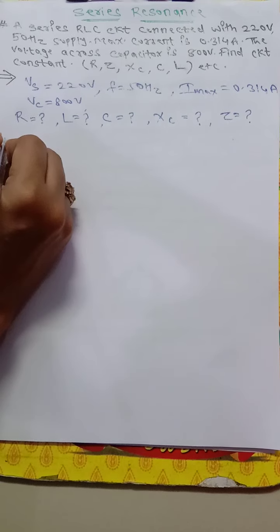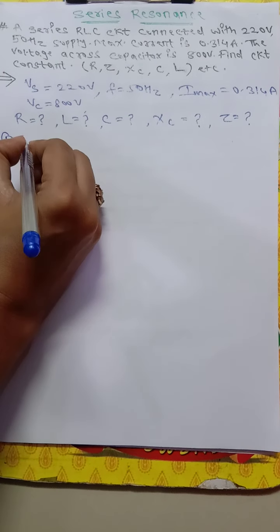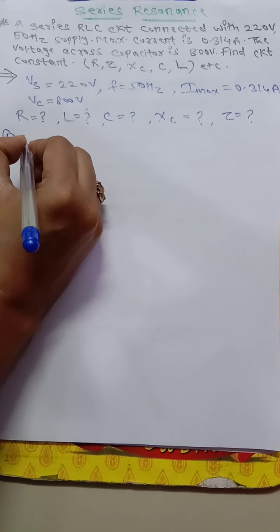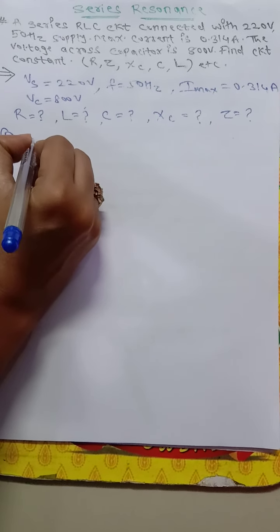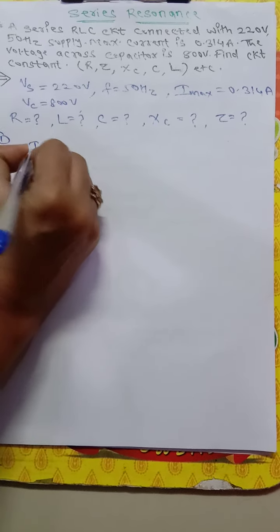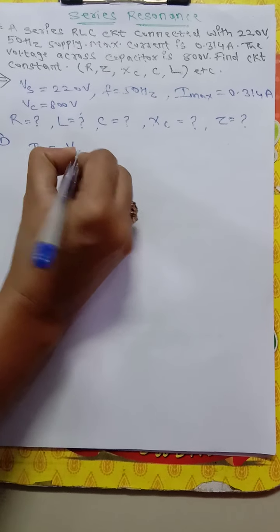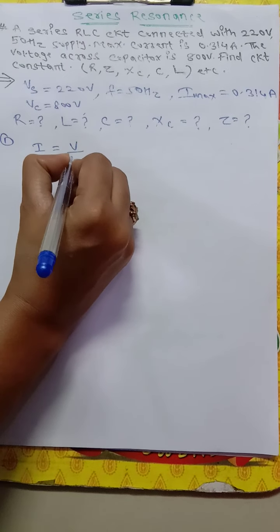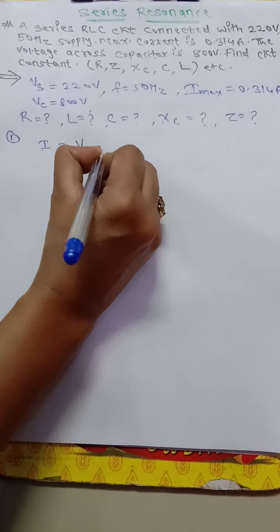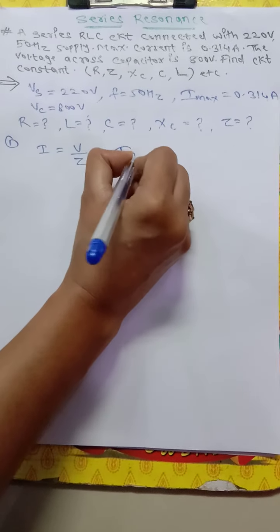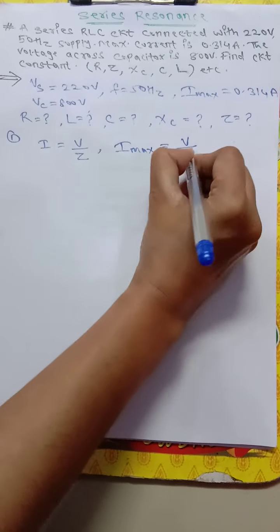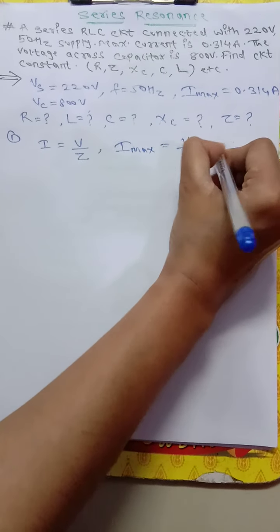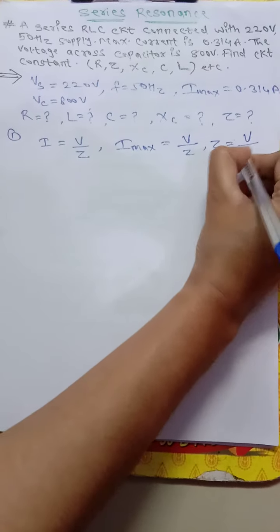First, the resonance frequency of 50 hertz is given. So what do you need to calculate? The impedance. How is that possible? We know very well I equals V by R or V by Z. Here we can take V by Z, but this current is the maximum current, so you need to note down the max term, that is important. Here we need to calculate the impedance, so Z equals V by I max.